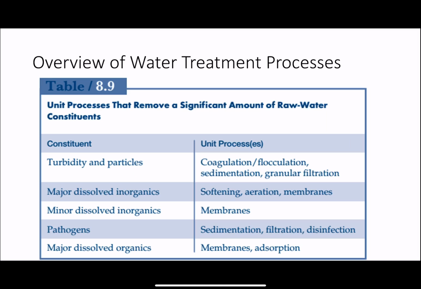We will try to do an overview of the water treatment process and then stop for the next video. Table 8.9 gives you the processes that might be used to treat water. The first constituent we want to treat is turbidity and particles in water. How could we remove this? We need coagulation and flocculation, which we'll talk about in the next video. Sedimentation is also good to treat turbidity and particles, and granular filtration is another unit process used to treat them.